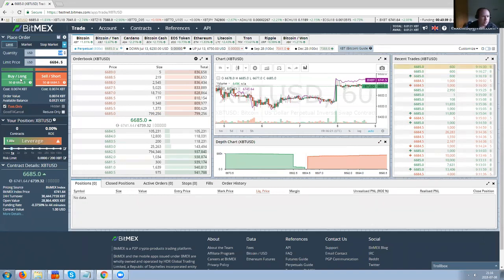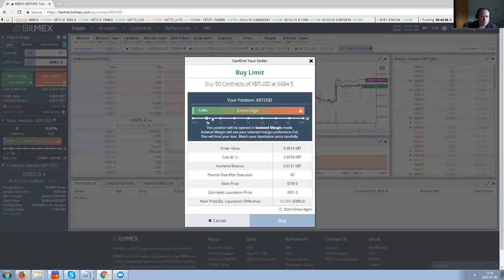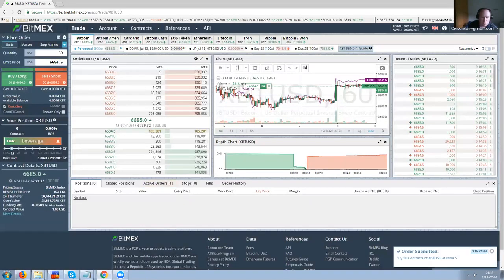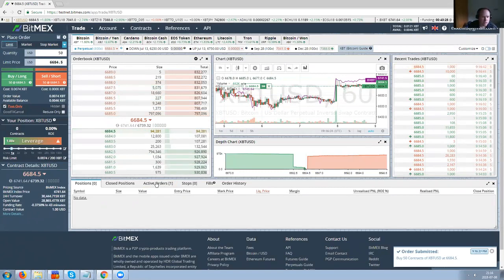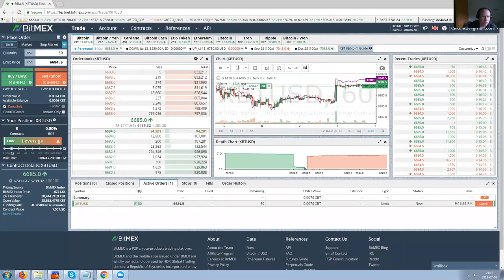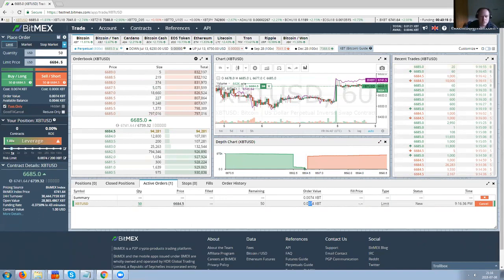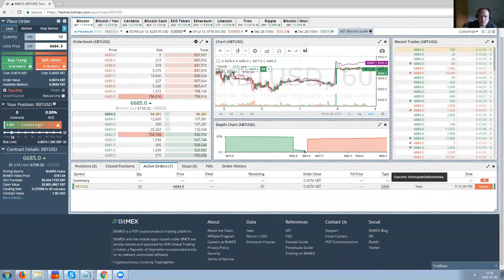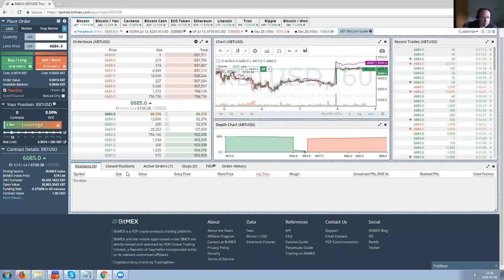Let's try again. Press the buy button. Buy 50 contracts at 66.84.5. And then when they sell me a contract, it's in active orders now: 66.84.5, and 50 contracts for 50 USD, my trading account, and the order value is 0.074. It's a limit order, and status is new. So when it goes through, it should go through right now. Soon enough.